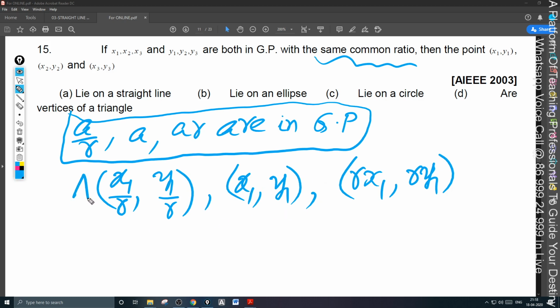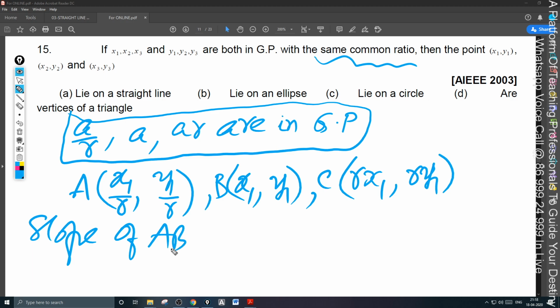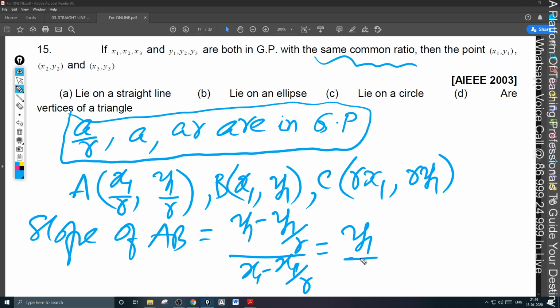Let me say this as A, this as B, this as C. Slope of AB is equal to y1 minus y1 by R, divided by x1 minus x1 by R. After simplifying this, you will get only y1 by x1 remaining. If you find out slope of BC also, it will also be same. So slope of AB is equal to slope of BC, and hence they lie on a straight line.